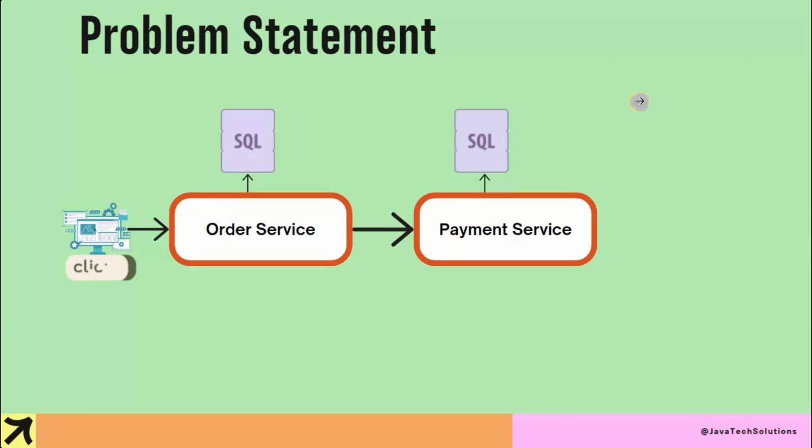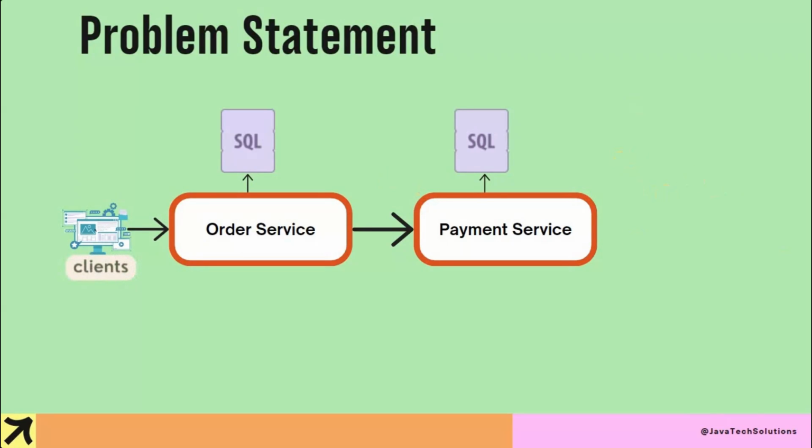So this is the kind of problem. There are two widely used approaches in architecture to solve these issues: one is the two-phase commit approach and the other is the saga design pattern. The saga design pattern I've already explained in one of my videos, so I will share the link in the description. Today I am going to explain how we manage the distributed transaction using the two-phase commit approach.